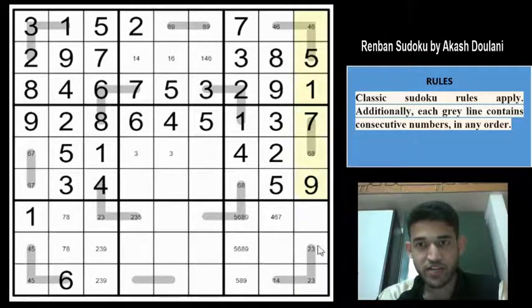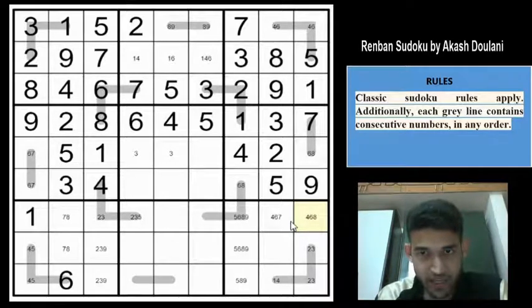And 4, 6 and 8, 2 and 3. So this must be 4, 6, 8, right? This must be 4, 6 or 8. Now can we eliminate some more digits?